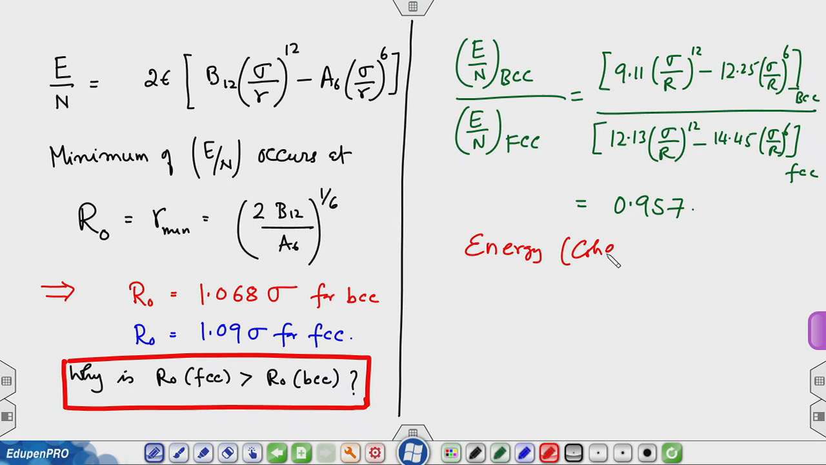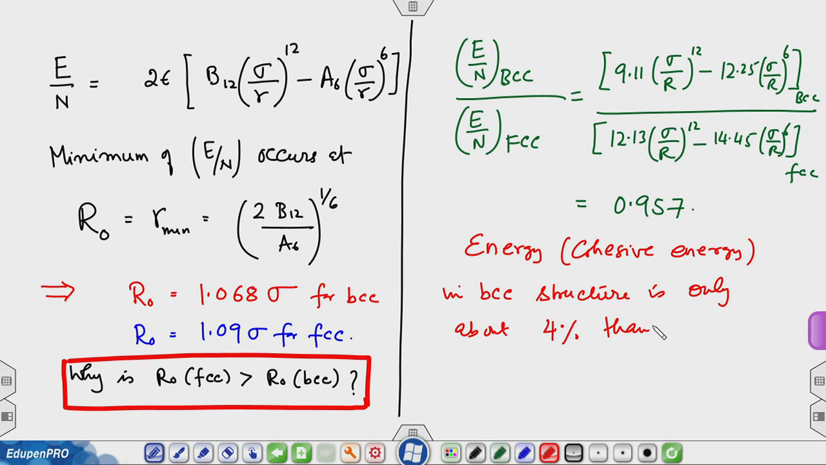or cohesive energy, in BCC structure is only about 4% higher than that in FCC. Nonetheless, that is enough to favor FCC structure, and this is all at 0 degrees temperature, and also we have neglected any quantum corrections that you should keep in mind. Okay, so that is that.